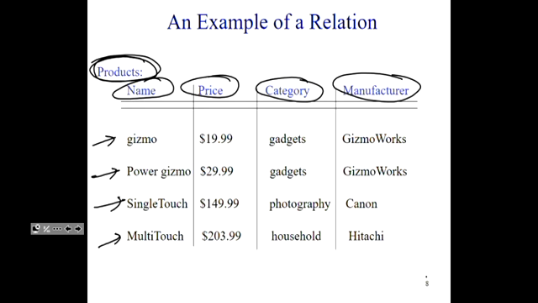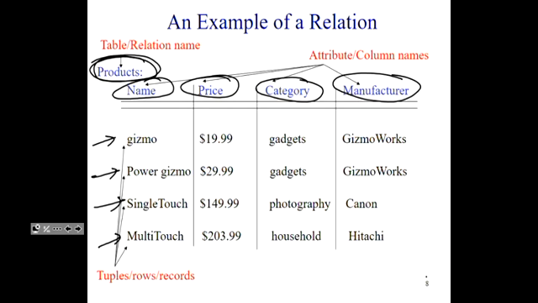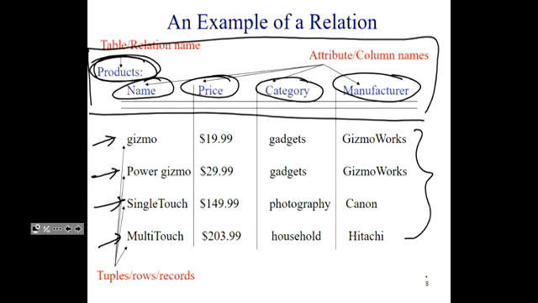Going through these step by step, product is either the table or the relation name. The name, price, category, and manufacturer are either called the attributes or the column names. Gizmo, Power Gizmo, Single Touch, and Multi-Touch are what you call the tuples or the rows or the records. All of these are equivalent. Once again, a relation basically consists of this structure above, the relation name and the attributes, as well as stuff that's stored that agrees to that structure. So you have the tuples, also known as the rows, also known as the records.